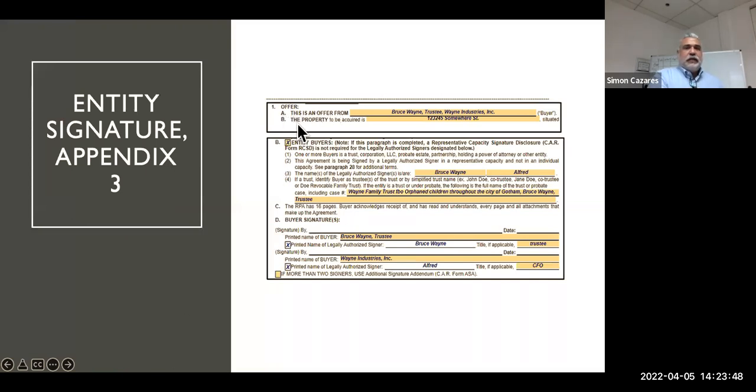All right, so here's an example of the offer on the RPA, right? This is an offer from Bruce Wayne Trust, Wayne Industries, Inc. So it can be a trust or it can be a corporation. This is where you're going to put this information. Now, on the very beginning of the RPA, it already illustrates who is the buyer, right? You're not going to put Simon Cazares if I am transitioning into a corporation or buying it on behalf of my trust. But I've seen examples too, folks, where someone will buy it as their own personal and then transfer it into a corporation or a trust, and that's perfectly fine.